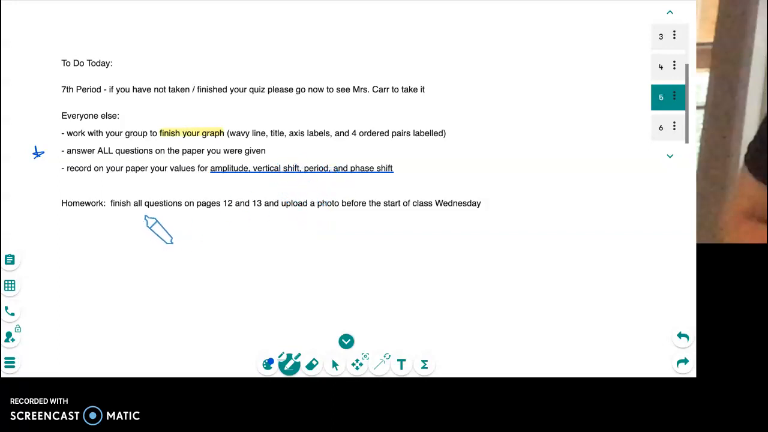Your homework: what you're doing now is working with your group, getting some work done on your graph. Your homework is to finish all questions on page 12 and 13. It's not that many, 3 on the one page, 2 on the other. On that first page should be real quick. Get that done and upload a clear photo before the start of class on Wednesday. So you've got plenty of work to do.